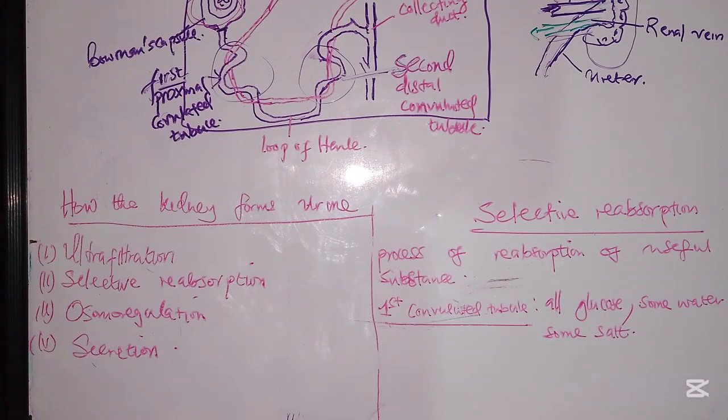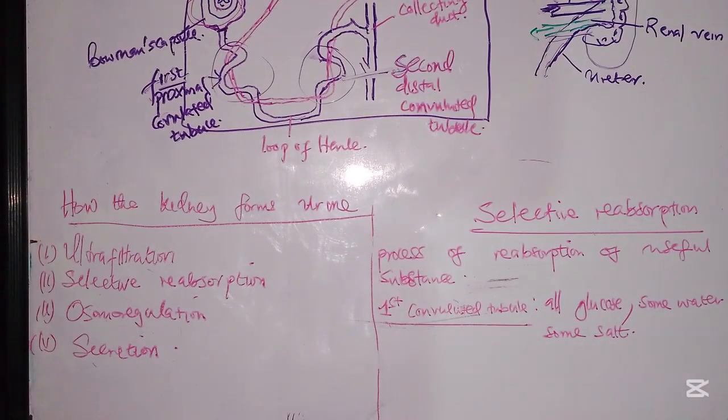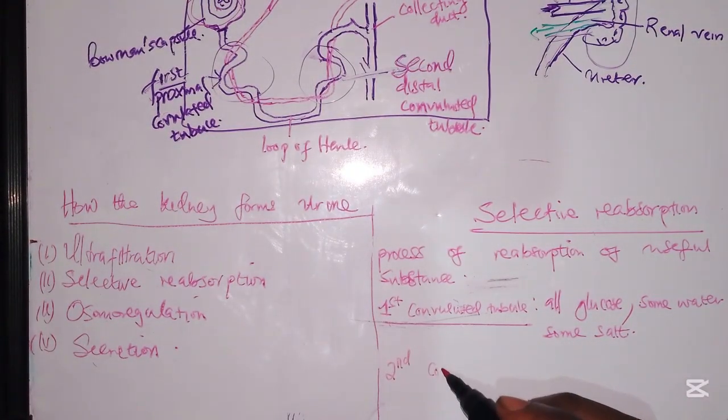Again, here they can ask you a question to say which substance is present at the first, which is not present at the second. It's glucose, because we say that here all the glucose will be reabsorbed. Then when we talk about the second convoluted tubule, what are absorbed?